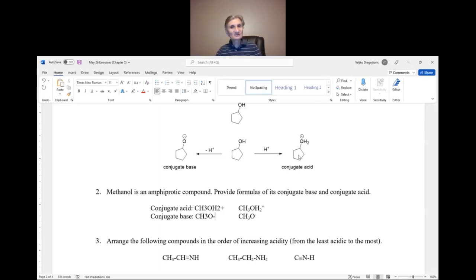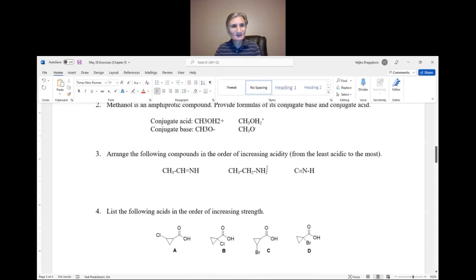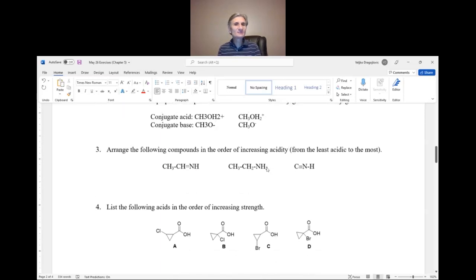If there are rings involved, then it would be multiple choice, A, B, C, D, and then you would pick the correct ones. In this case, you may have to pick out the conjugate acid, conjugate base pair. Next question, arrange the following compounds in the order of increasing acidity, from the least acidic to the most.